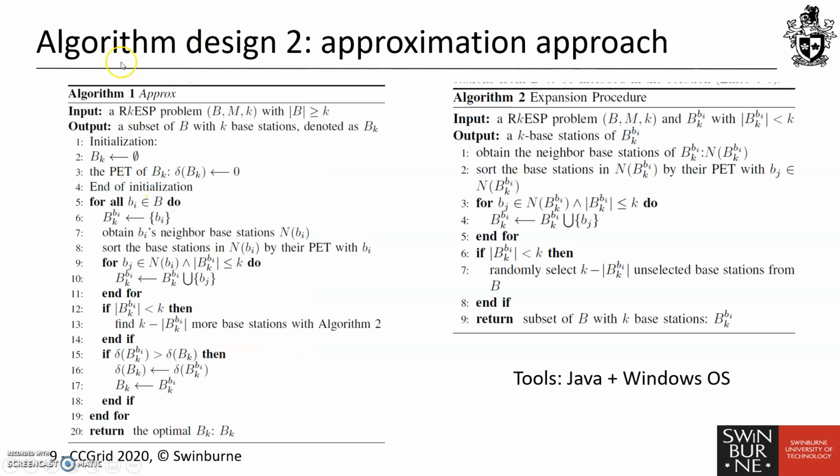The second one is the algorithm design of the approximation approach. Now this is the approximation approach, which includes two parts. The second part is a part of the first one. You can see it in line 13. We deployed this approach by using Java based on the Windows OS.